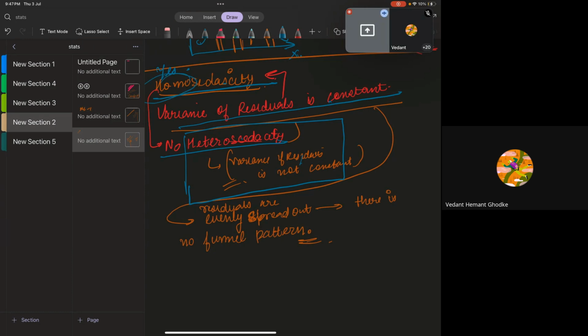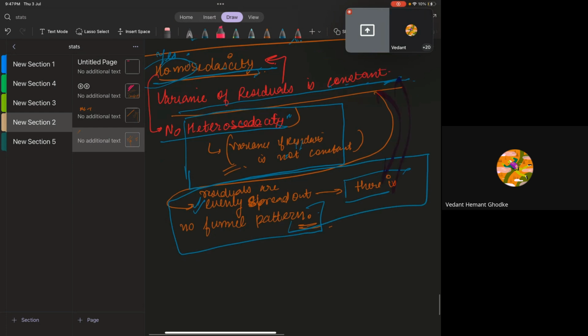Homosexual, people who like their own community, constant. Heteroscedasticity, heterosexual, right? So variance of residuals is constant, is homo, and variance of residuals is not constant, is hetero.